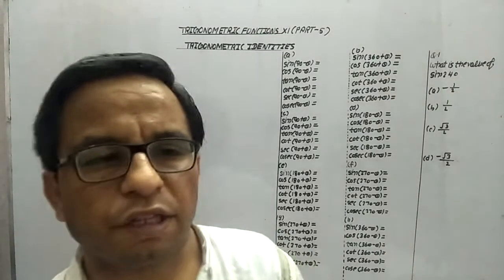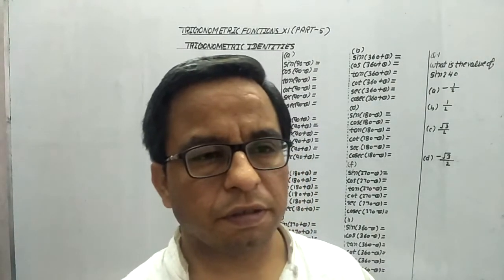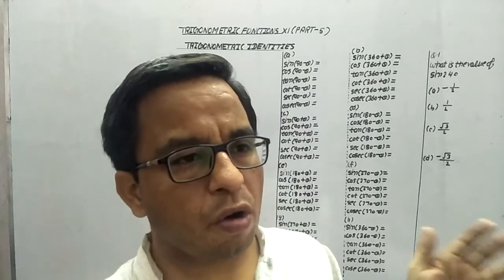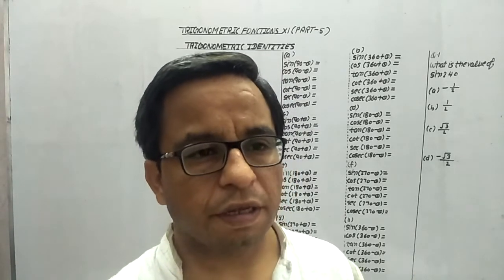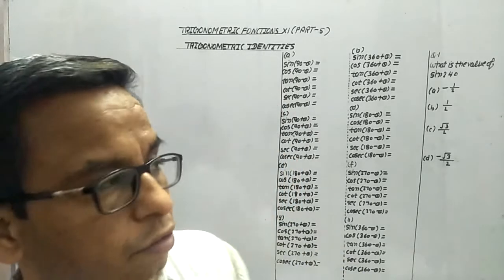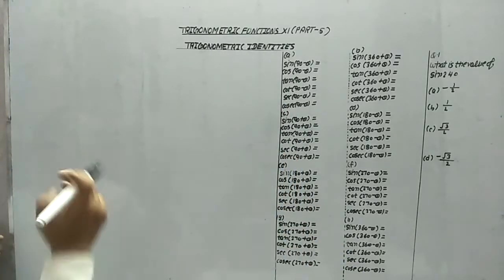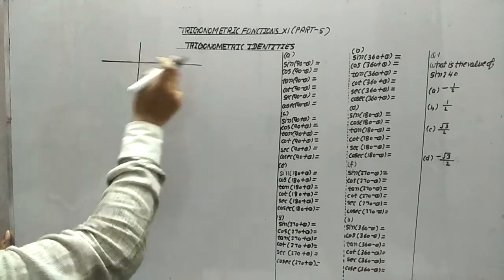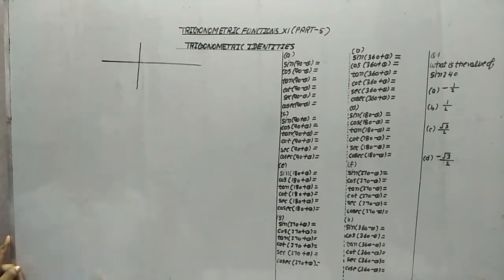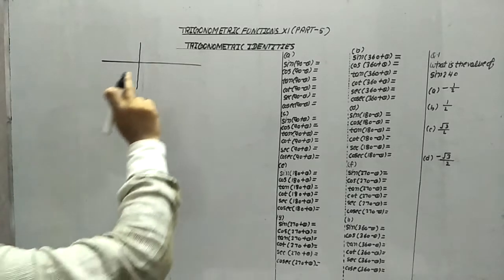Hello everyone. In this part 5 of trigonometric functions, I'll explain how we have to find the results of trigonometric identities in case of different quadrants. So let's start with this. For this we have to remember this point. Suppose we have two perpendicular lines, then it divides into four quadrants. In the four quadrants, always remember this thing.